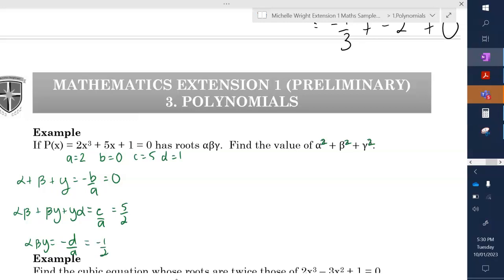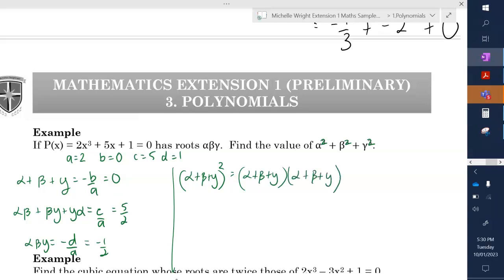We don't have a rule for alpha squared, beta squared, gamma squared. We need to come up with one. Things are squared, so I'm going to go and take them as alpha plus beta plus gamma. And I'm going to square all of that and see what we come up with. When I square all of that, it's basically saying I'm going to go alpha plus beta plus gamma multiplied by alpha plus beta plus gamma.